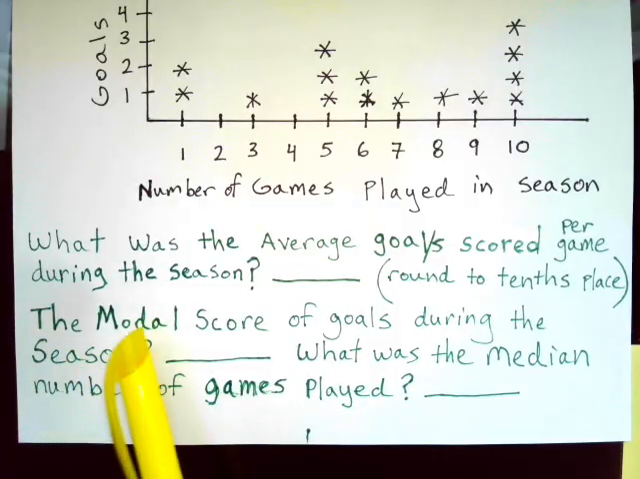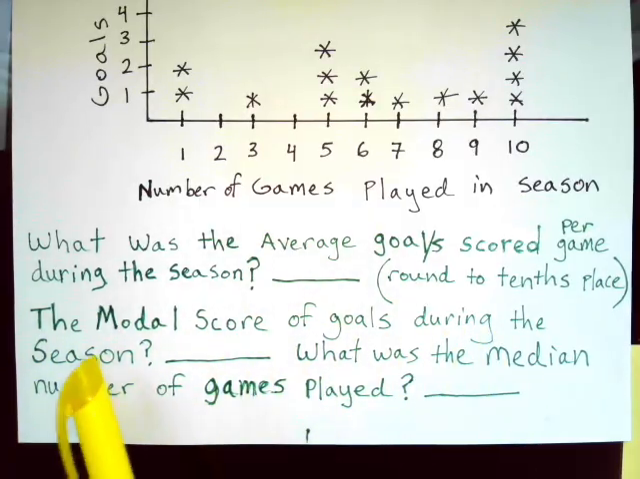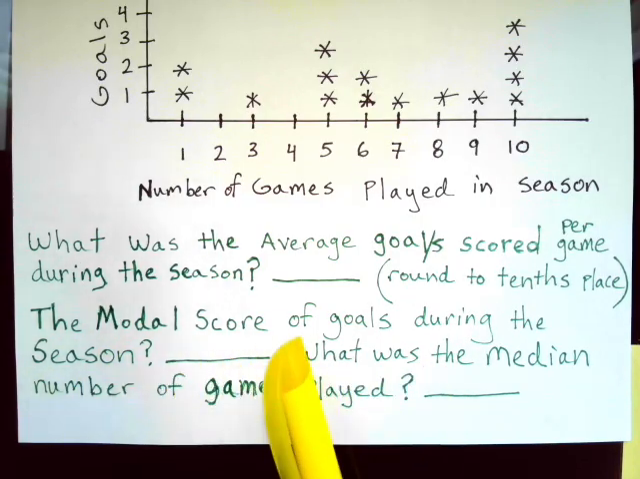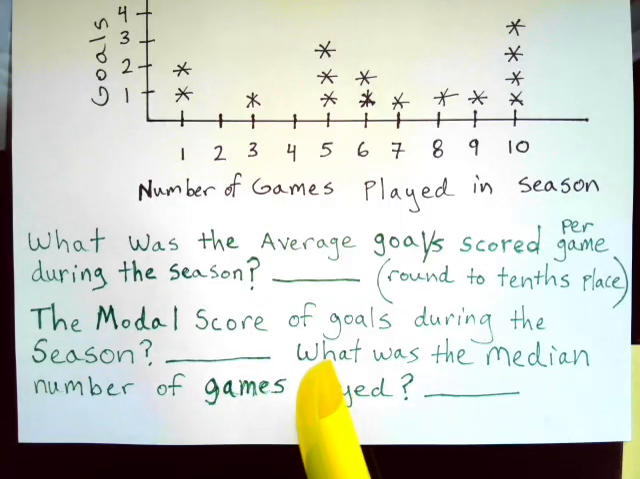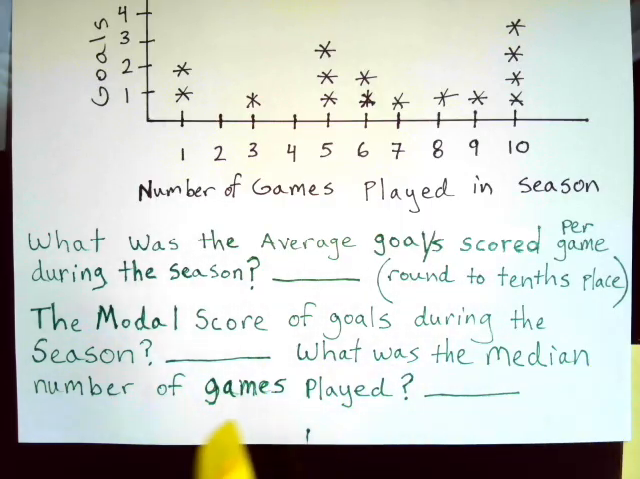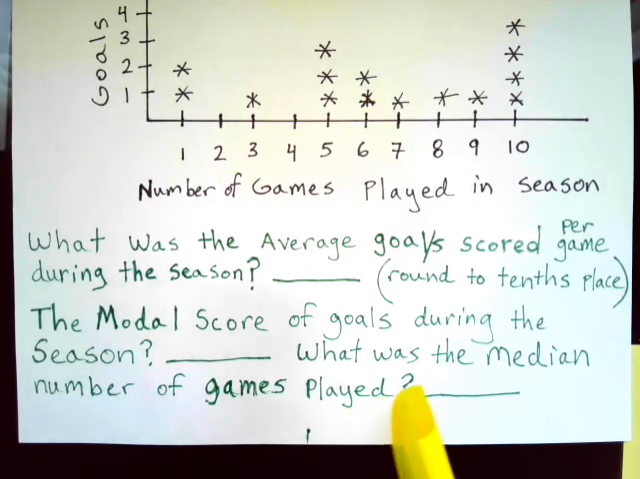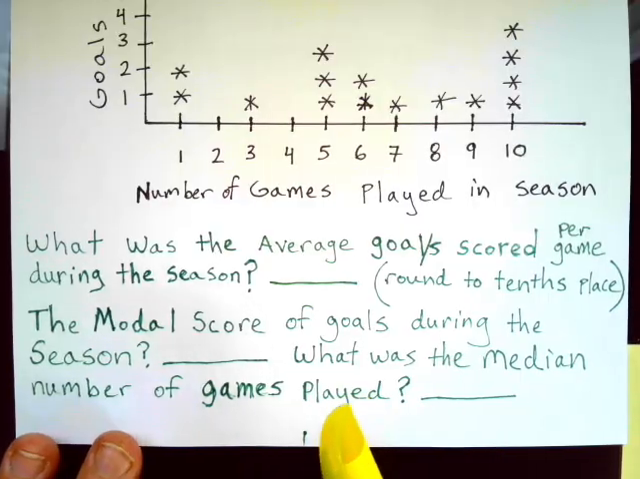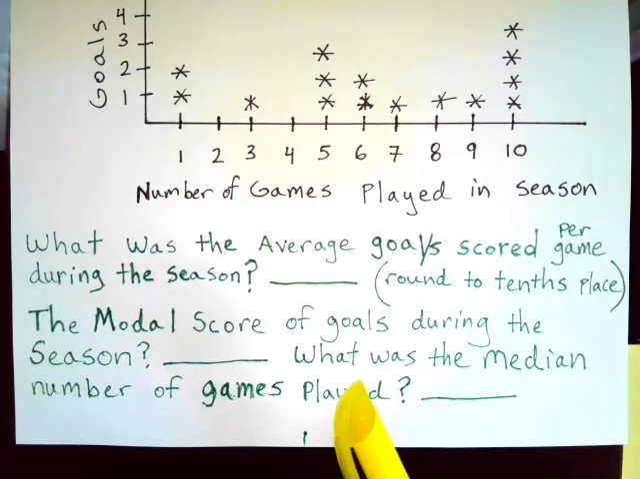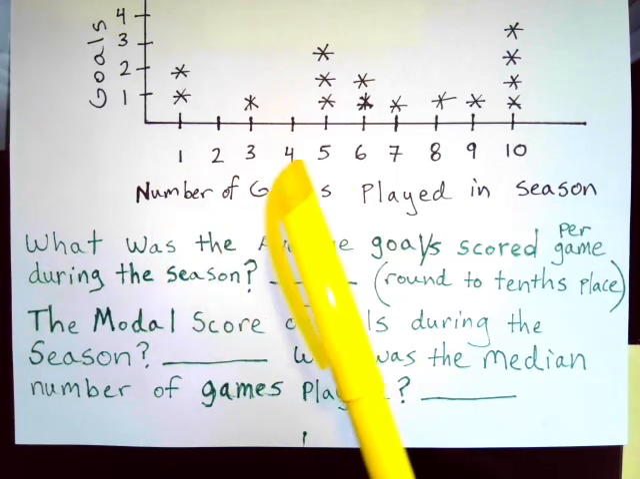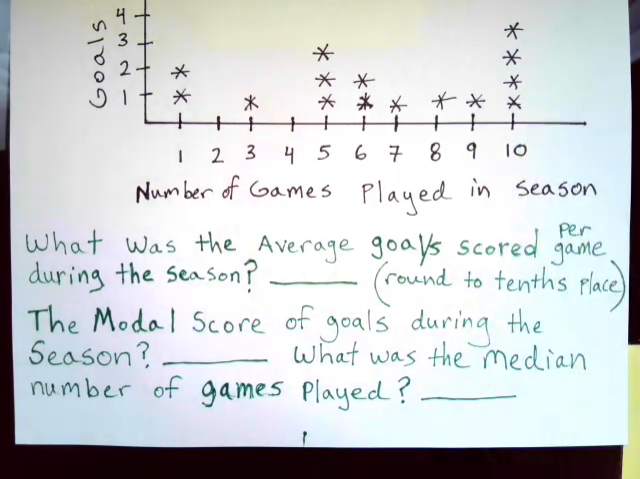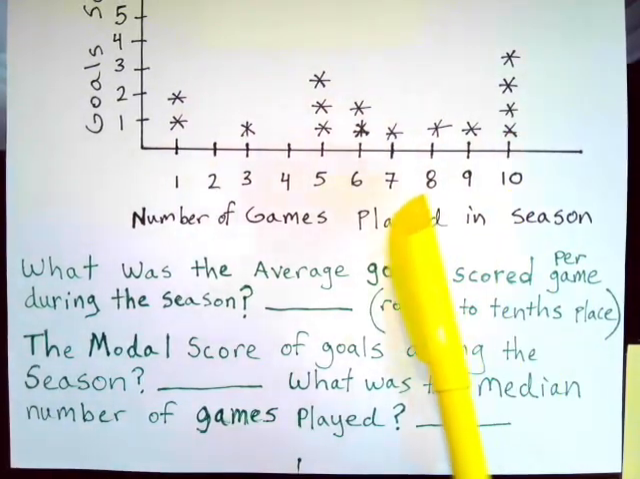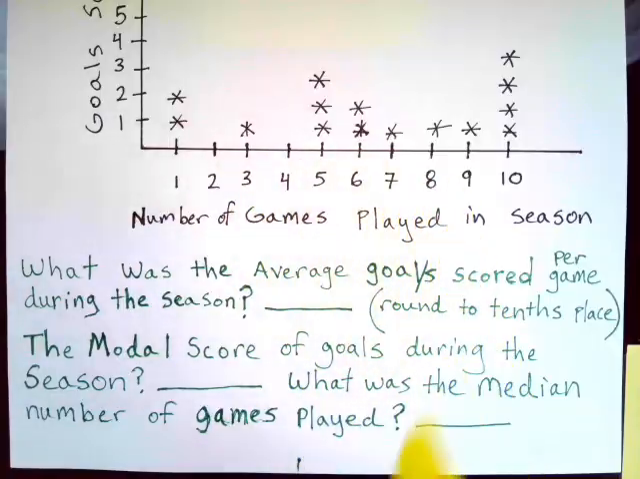Question number 2, the modal score of goals during the season, right? What was the modal score of goals? You're going to put that answer right here in the blank. And then final question, what was the median number of games played? Well, I know there's 10 games. I know there was 15 goals, right? And I know how many goals were made in each game played. Right, so that's the information I have.